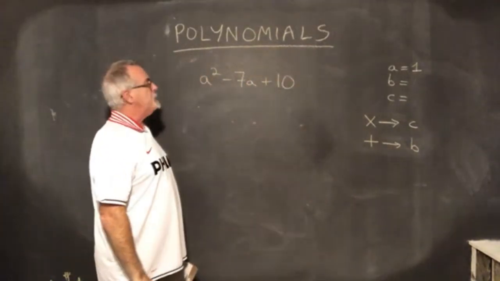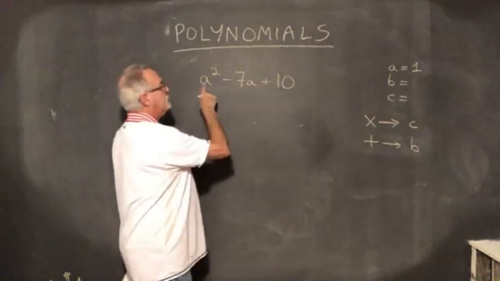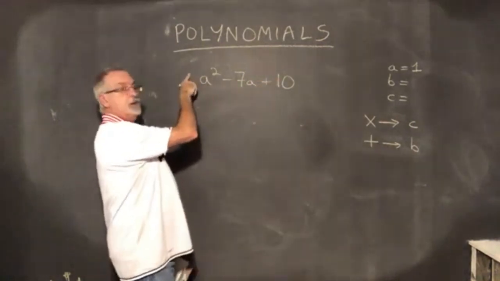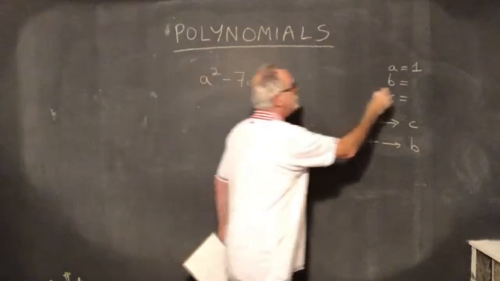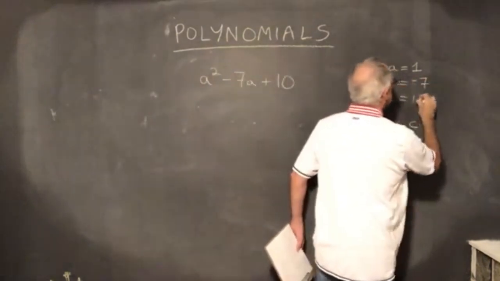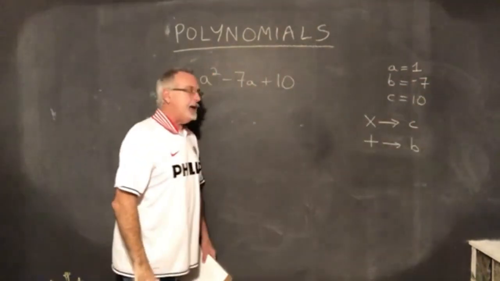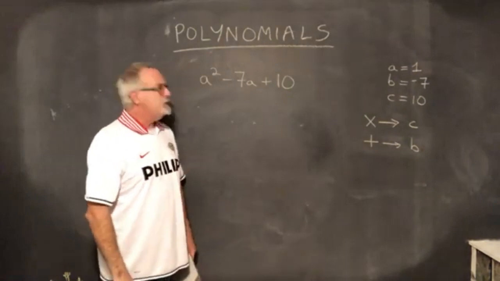Okay, same question though. A is equal to 1. I'm not talking about this a, I'm talking about the numerical coefficient. The b is negative 7 and the c is 10. What two numbers multiply to give 10 and add to give negative 7?